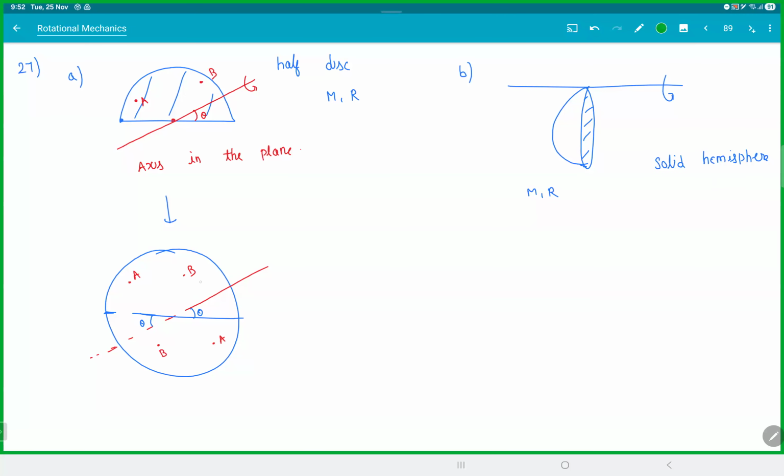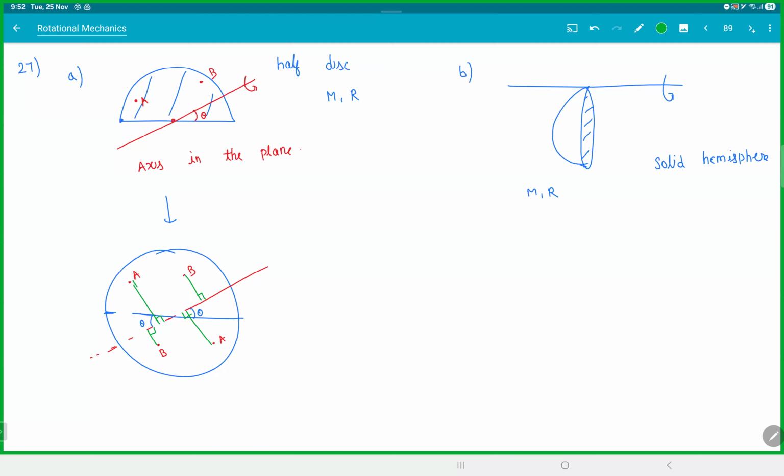And can you see the distances? This distance and this distance are the same. So by opening the disk into half, did I change the perpendicular distances? No. The mass distribution is looking identical. That means the moment of inertia of the half disk is the same as the moment of inertia of this full disk. Is that making sense?